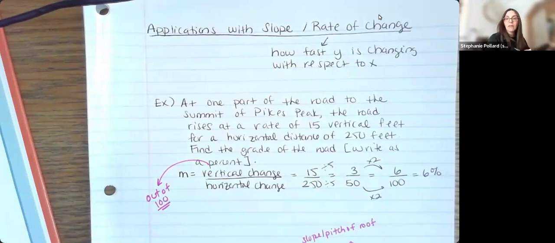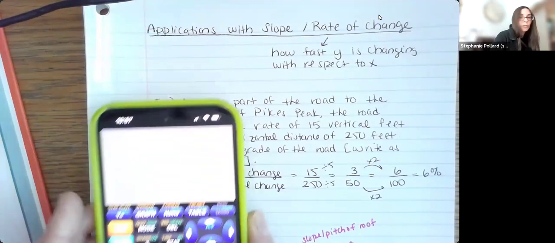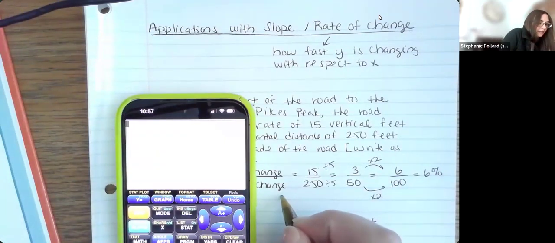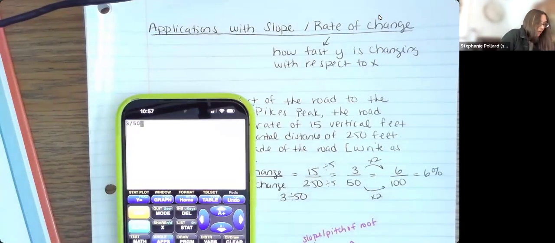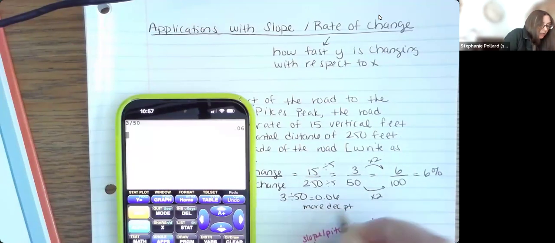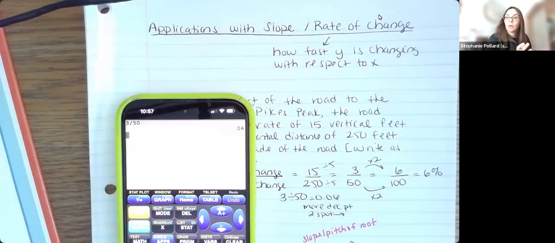Now, if you don't have an easy calculation here, I'm just going to take out my calculator for a second. We can also convert to percent a different way. Now, here was pretty easy to go from 50 to 100. But let's say it wasn't. What you could do is on your calculator, do 3 divided by 50, get that decimal form. And then what you do is you move your decimal point 2 spots to the right. So that's another way that you can get a percent form.